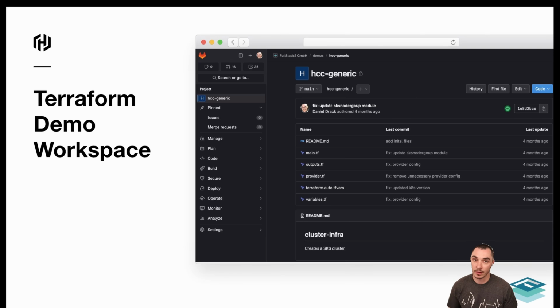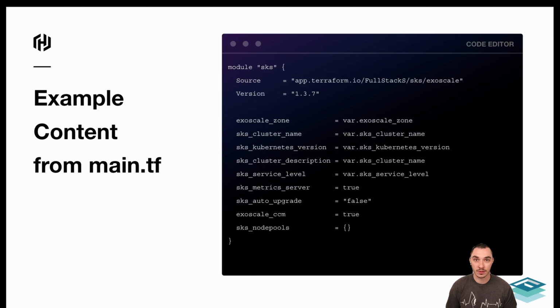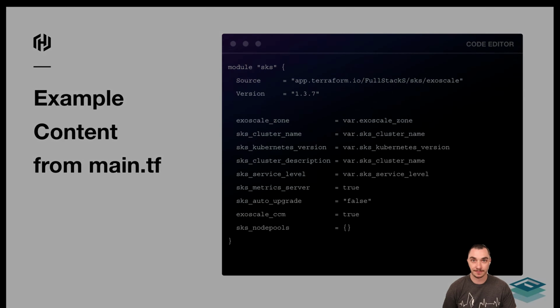Provider is the provider config, variables contains the variable blocks, and main.tf basically contains blocks like this. In our case, we're making use of our internal FullStackS SKS Terraform modules. So you can see the source references our internal module, a certain version, and some parameters for this module. This code will then be translated by an Exoscale provider to Exoscale infrastructure objects, specifically the cluster, the nodes, and the security groups.